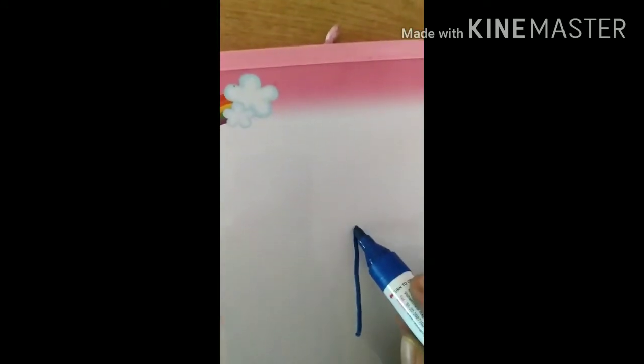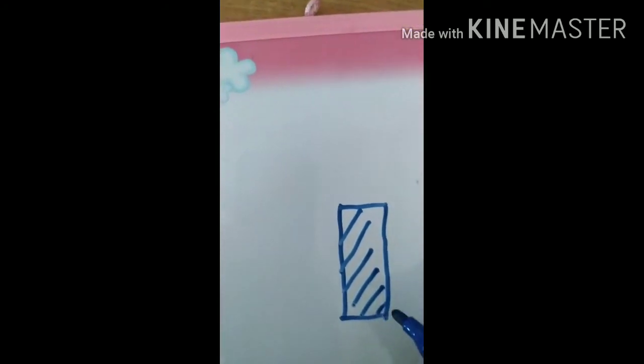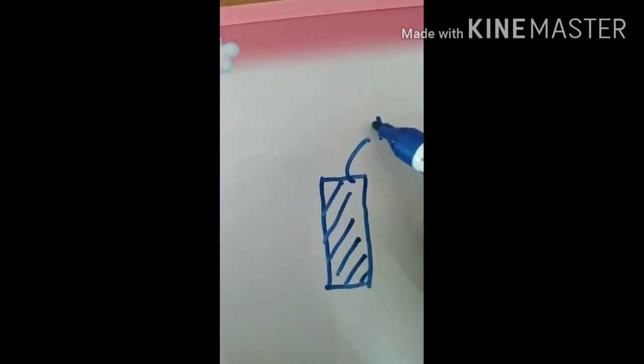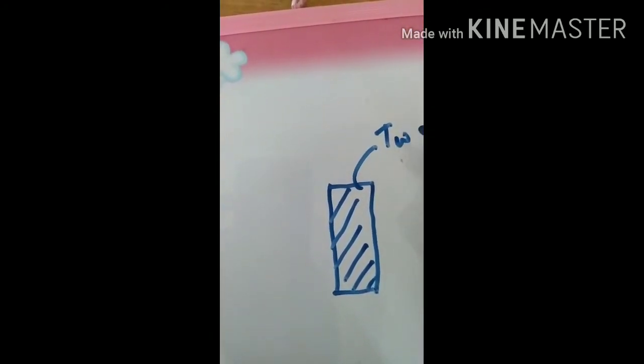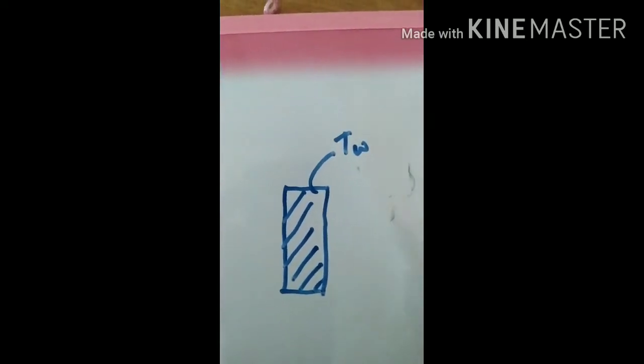convection is a mode of heat transfer that occurs between a surface and a fluid. Let me draw a diagram for that. So there is a surface like this. Let us say it is a hot surface, whose temperature is maintained at a temperature Tw, uniformly maintained over this surface.